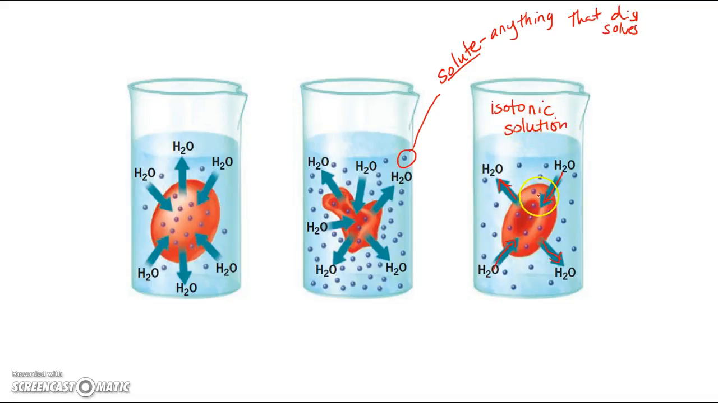That means there's the same number of solutes inside and outside the cell. So water is going to be able to come in and out at about the same rate, okay? So the cell stays the normal size. Okay, let's look here though. In this case, you see there's only 5 solutes on the inside of the cell and many more on the outside. So this is what we call a hypertonic solution.